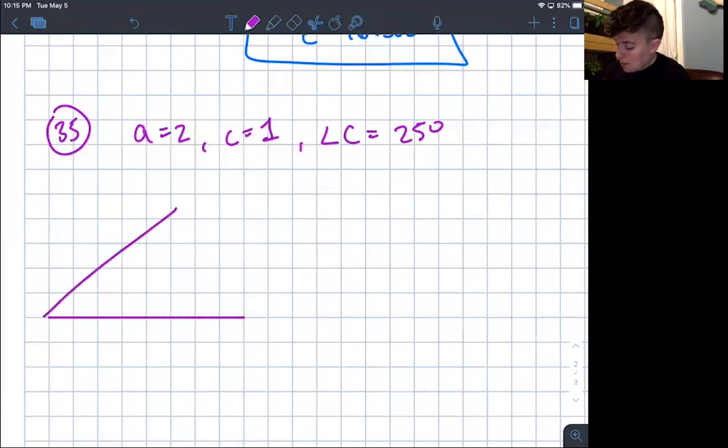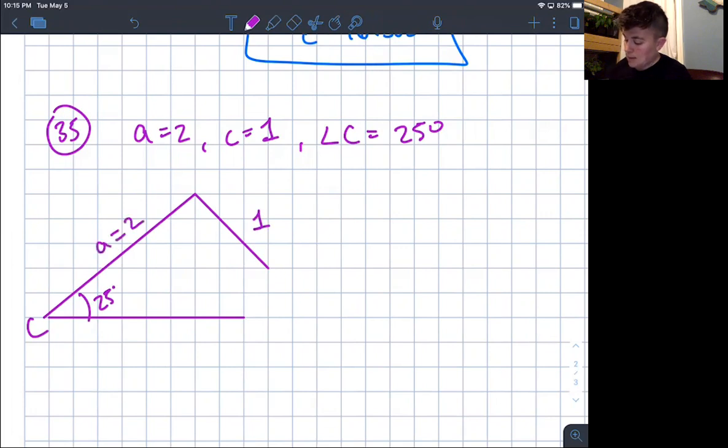I posted a video just a little while ago with instructions on how to figure out how many solutions you might possibly have. So I'm going to show you again on this. This is 25 degrees. It's going to be my angle C, which means the opposite side is 1. And then I'm going to make this side A over here. So this is an angle-side situation, an ambiguous case.